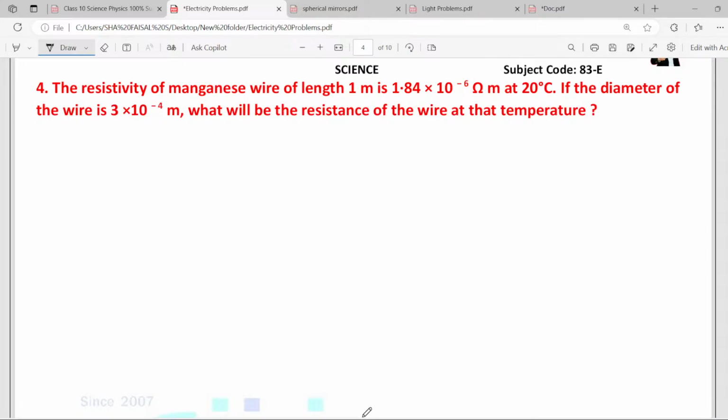Now, shall we solve the next problem? The next problem is on the screen. The resistivity of manganese wire of length 1 meter is 1.84 into 10 power minus 6 ohm at 20 degrees Celsius. If the diameter of the wire is 3 into 10 power minus 4 meter, what will be the resistance of the wire at that temperature? Do you know this sum? Any of you?